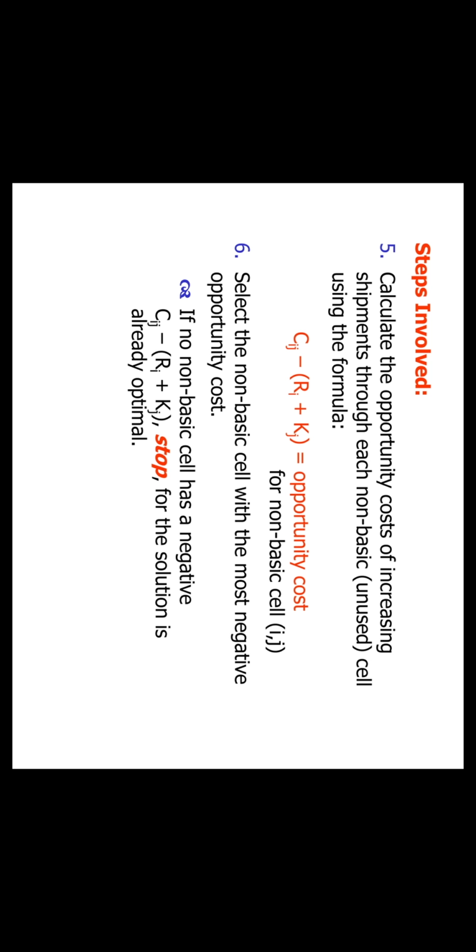Let's apply steps 5 and 6. Going back to our row minimum method. This time, we now have to shift our focus to our unused cells and use the formula C sub i sub j minus the quantity R sub i plus K sub j equal to your opportunity cost. Again, you can analyze your unused cells in any sequence you would like because you're bound to evaluate each and every unused cell anyway. I am still going to use left to right, top to bottom.